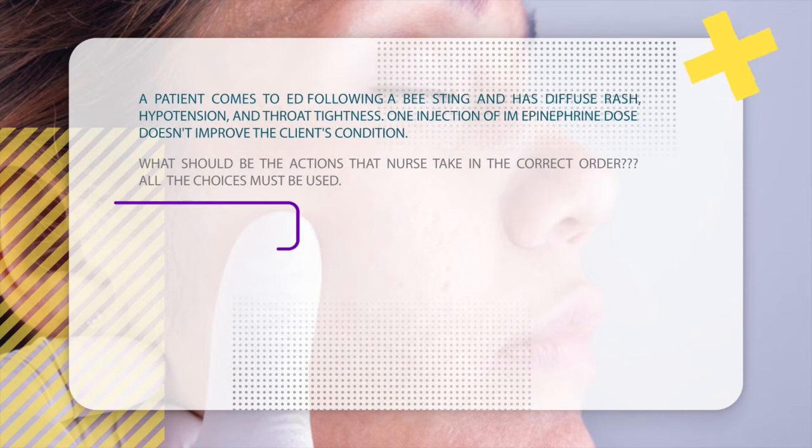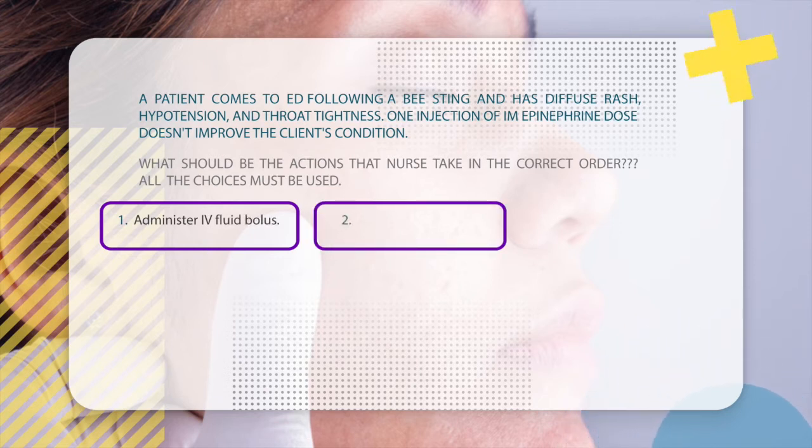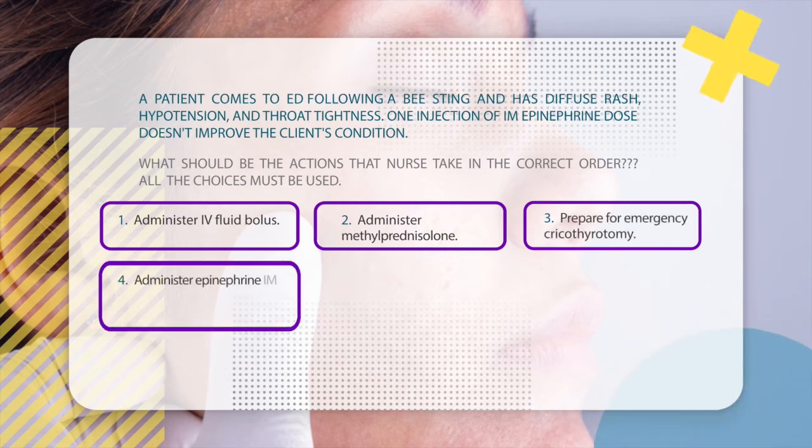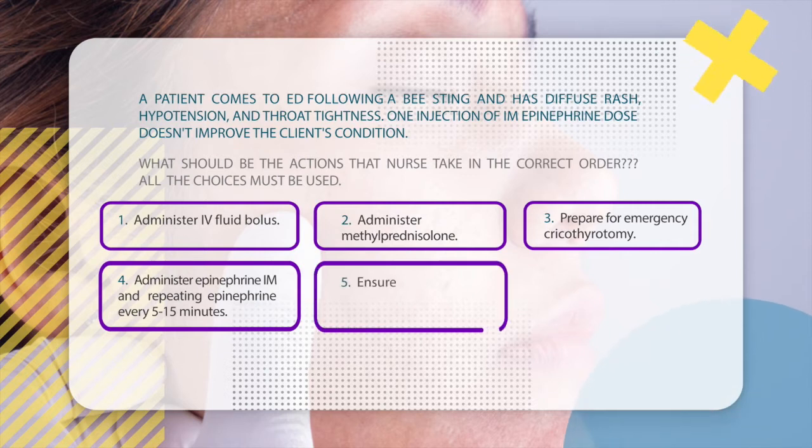Number 1. Administer IV fluid bolus. Number 2. Administer methylprednisolone. Number 3. Prepare for emergency cricothyrotomy. Number 4. Administer epinephrine IM and repeating epinephrine every 5 to 15 minutes. Number 5. Ensure patent airway and administer oxygen.